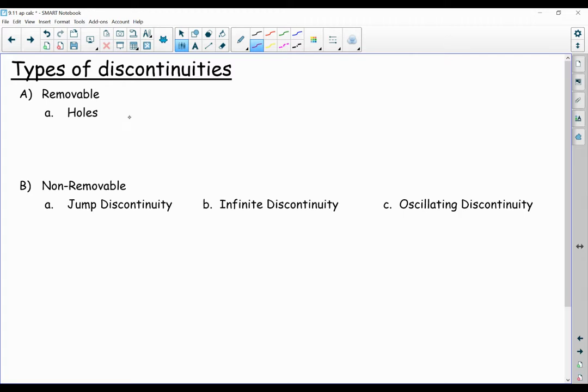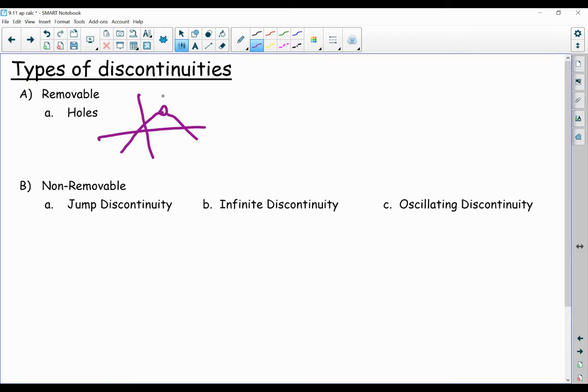So a removable discontinuity is called a hole. And actually some books don't even call it a hole, they just call it a removable discontinuity. So here's an example of a graph that has a removable discontinuity. You can see it's discontinuous. What condition does it fail? Well, it fails the fact that there is no point, or it could be that the point is up here or down here, somewhere other than the actual height.